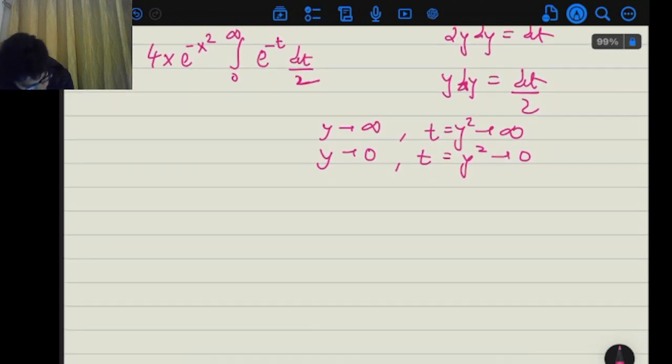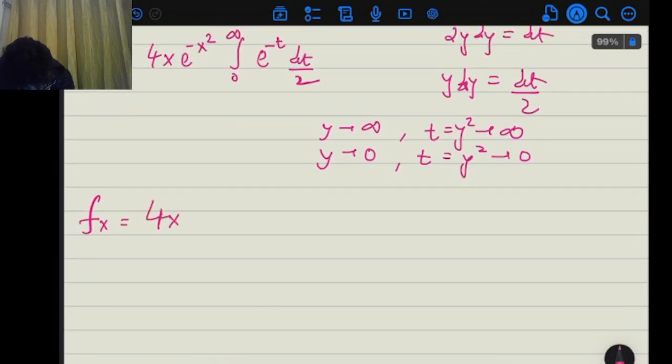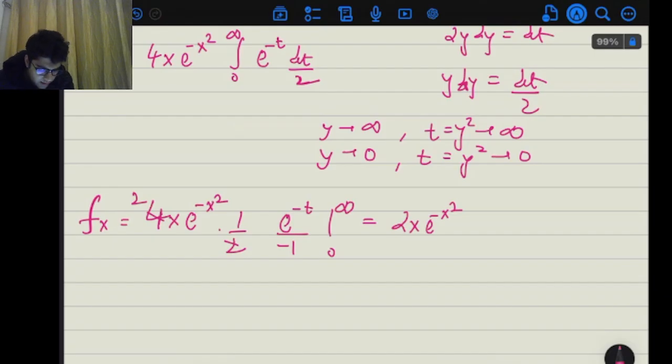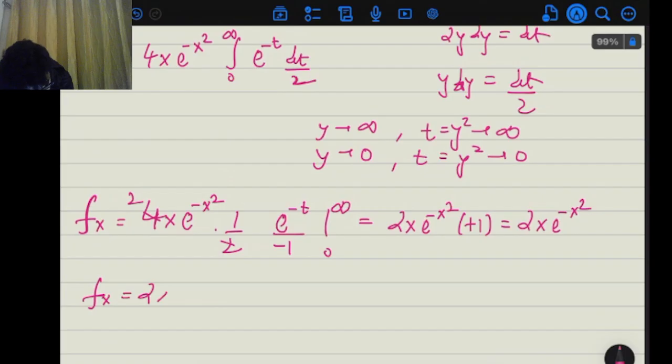So this is my integral. If I solve it, fx is equal to 4x e to the power minus x square, and the half comes out, and this gives me e to the power minus t, minus 1, with limits 0 to infinity. The 2 and 4 cancel, and I'm left with 2x e to the power minus x square times minus 1 upon, so e to the power minus infinity is 0, minus e to the power 0 becomes 1, so this is positive 1. Finally, fx is equal to 2x e to the power minus x square.